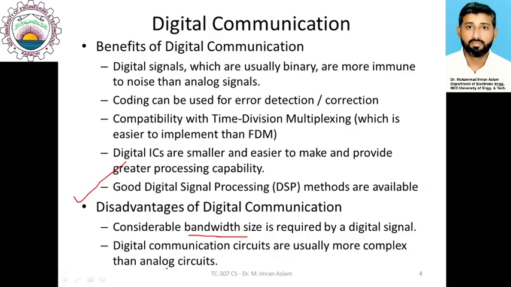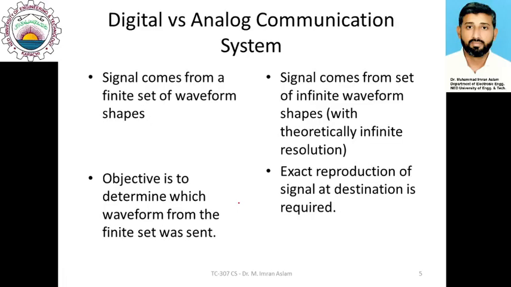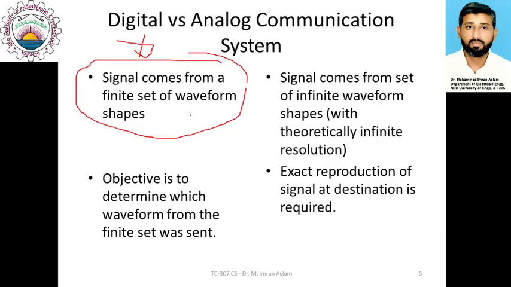Secondly, digital circuits are generally more complex than analog circuits. So what is the difference between digital and analog systems? If you try to compare those systems, we will see that for digital signals, the waveform comes from a finite set of waveform shapes. Whatever signal you are incorporating, it comes from a finite set of possible waveforms.